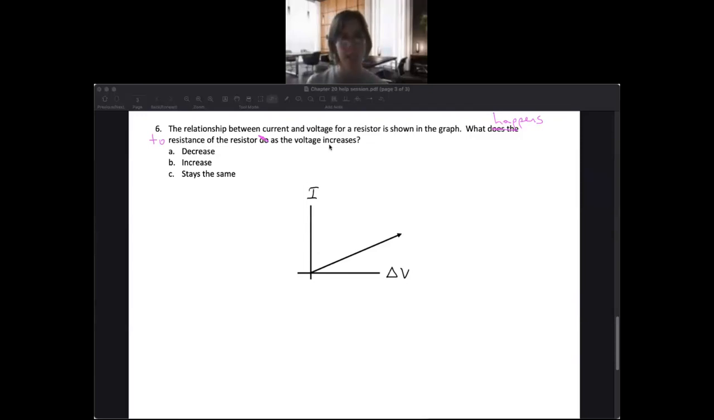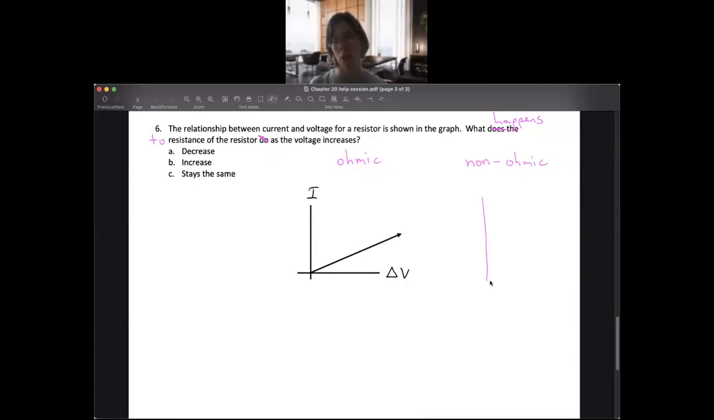The idea here is that we're looking at ohmic versus non-ohmic devices. So devices that obey Ohm's law versus devices that don't obey Ohm's law. Ohmic devices have a straight line when you plot I versus V. But non-ohmic devices do not have a straight line. Maybe they curve one way or another. So what we learned is that if we do have an ohmic device, then the slope of this line, slope is rise over run, so I over V.